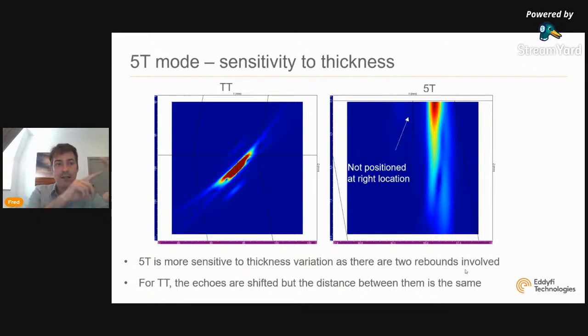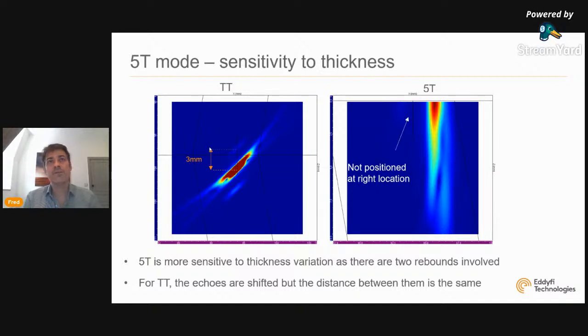But now I have one reflection of the back wall, one reflection of the top surface. So I'm going to make the mistake twice. So instead of making a mistake of 1mm, I'm going to make a mistake of 2mm. Again, on the TT mode, I have my corner echo and I have my tip diffraction. If I measure the distance, I still have my 3mm. So I'm not really sensitive to my variation of thickness.